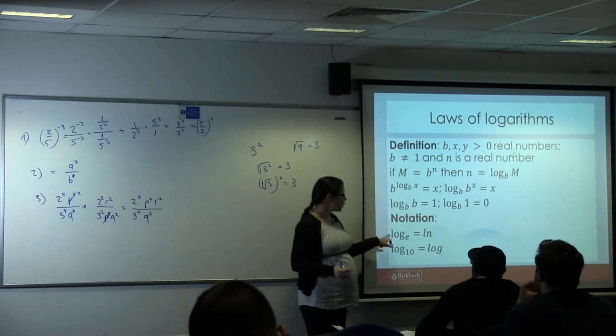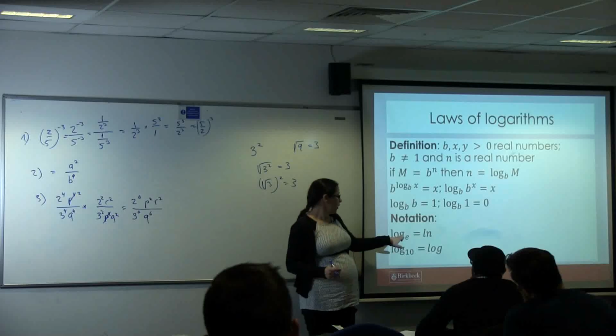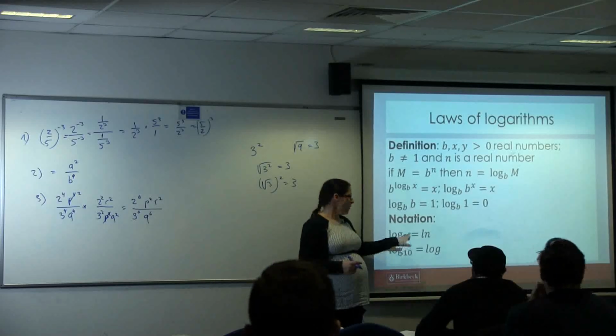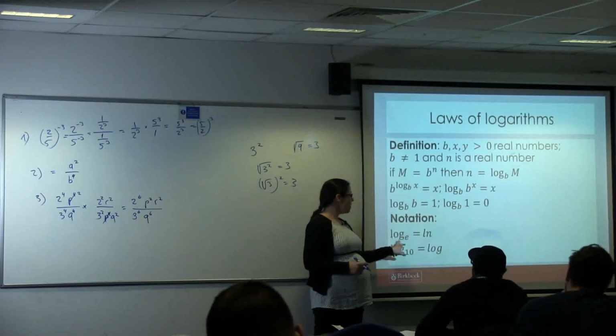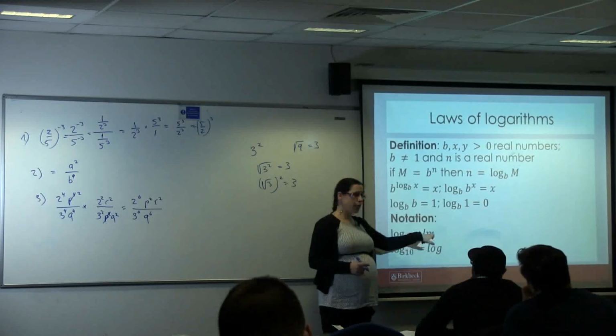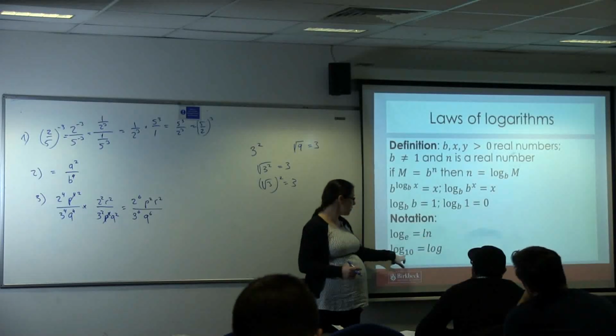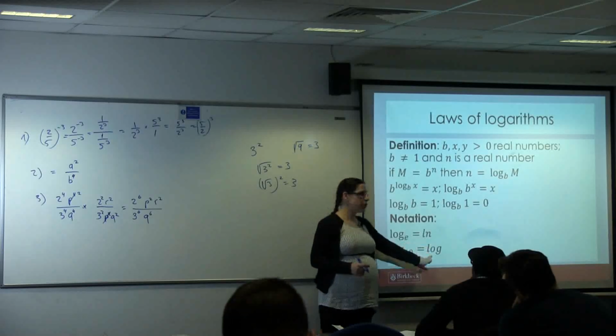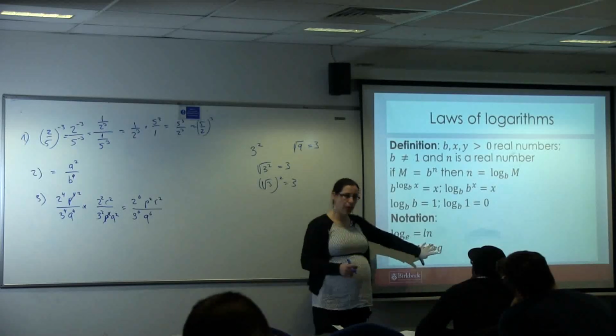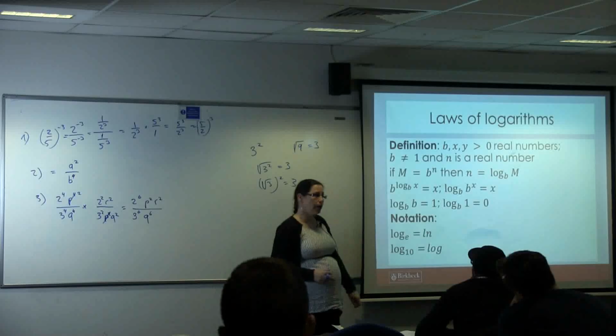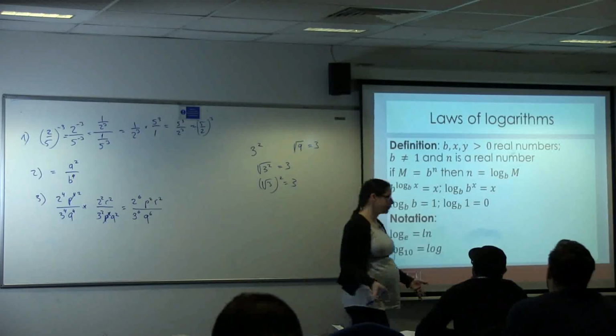Okay, two special notations. If we're talking about base e, that's always ln, natural logarithm. And if you're talking about the base 10 log, that's always just simply log. Something that you need to keep in mind, because everybody assumes that you know it.